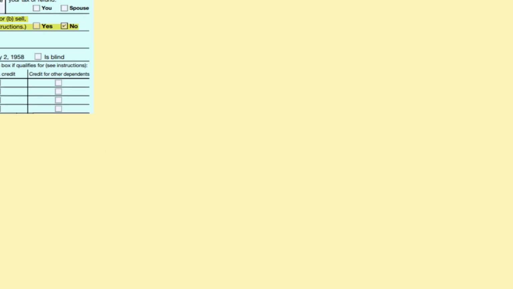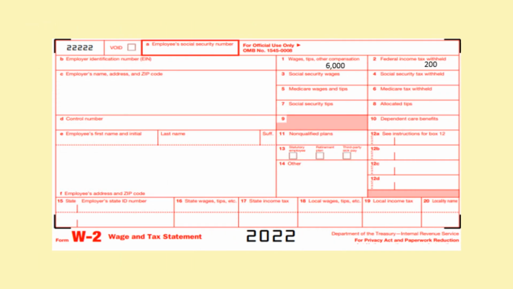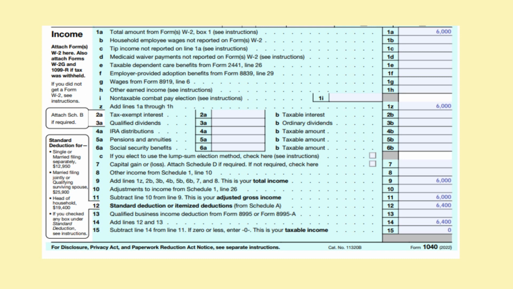On line 1A, put your wages. You can find this information in box 1 of your Form W-2. In our example, it is $6,000. Carry that amount down to line 1Z and down to line 9 and 11, as you have no other income or adjustments to income in our example.